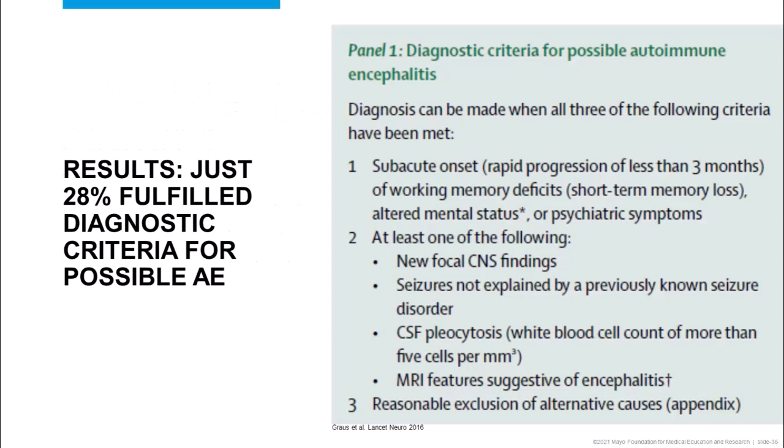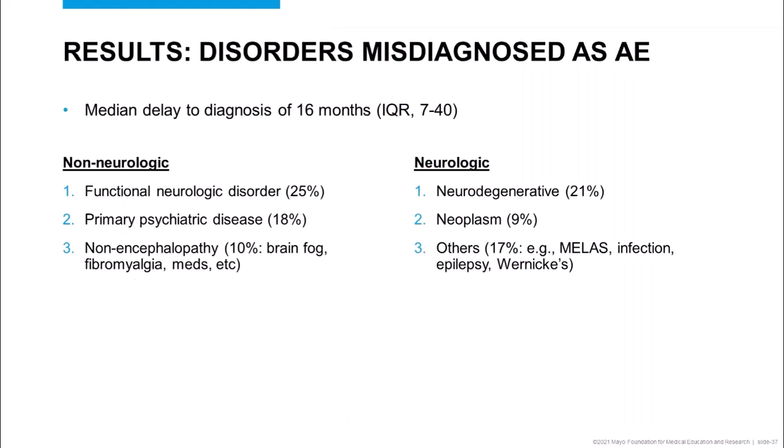And just 28% fulfilled these diagnostic criteria that I mentioned earlier for possible autoimmune encephalitis. So the majority of patients in this study would not have fulfilled the diagnostic criteria for autoimmune encephalitis. And if you have a patient who does not fulfill those criteria, then you want to consider it a red flag. The median delay to diagnosis was 16 months, and I think there were two major categories of diseases.